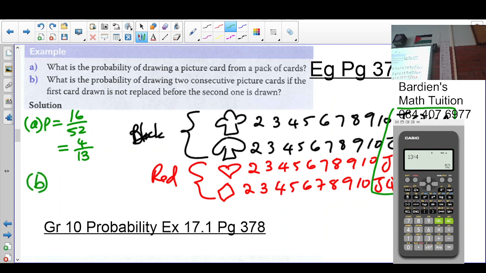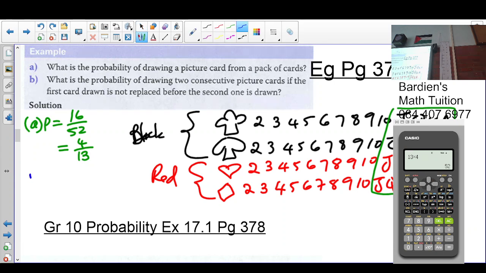What is the probability of drawing 2 consecutive cards if the first card drawn is not replaced for the second? Okay, so basically, let's make our own sum first. We're going to come back to this, so I don't want you to get confused now.